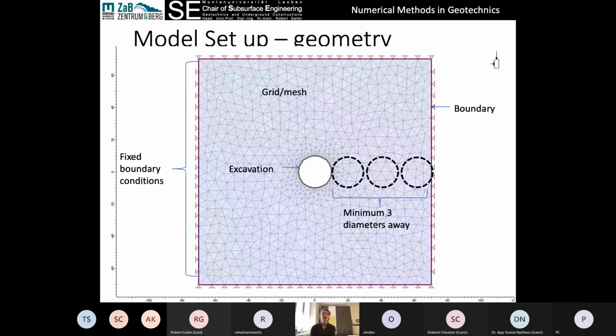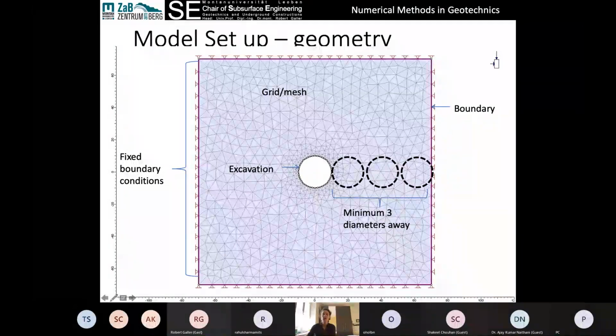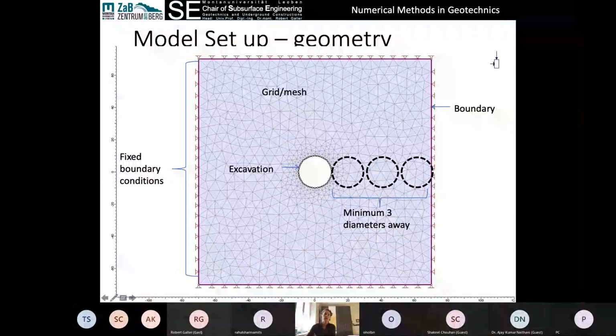So first up is the geometry. Setting up the geometry of our model, where our boundaries are going to go, what does the geometry of our excavation look like, etc. So this would be an example of a deep tunnel. We're not at ground surface here. So for a shallow tunnel, this could be a free surface demonstrating ground, or for a deep tunnel, we can have just some excavation boundary.